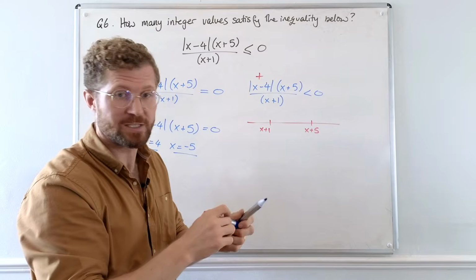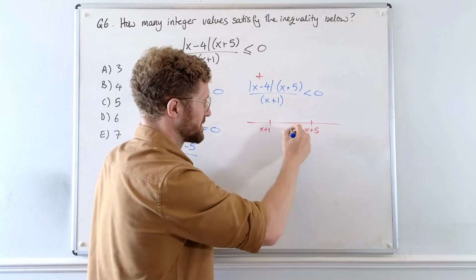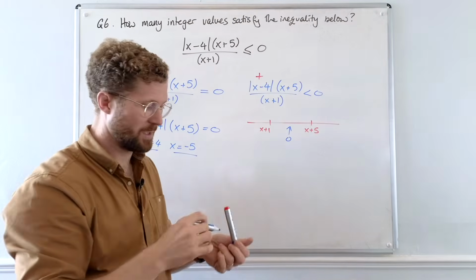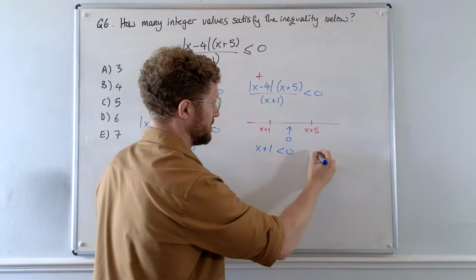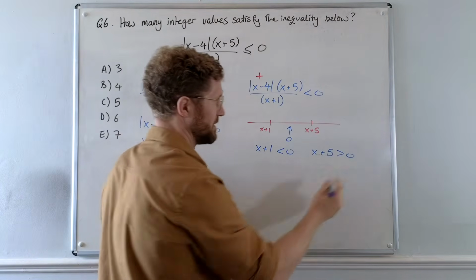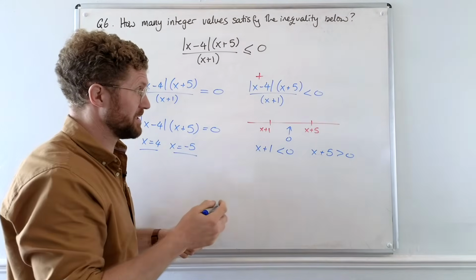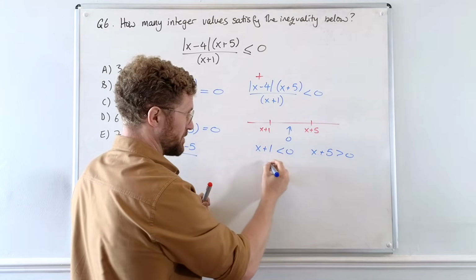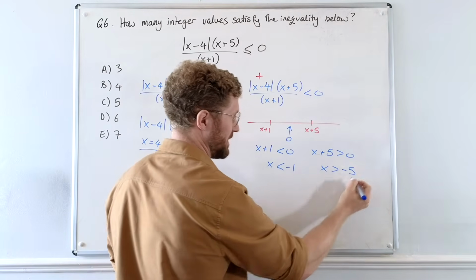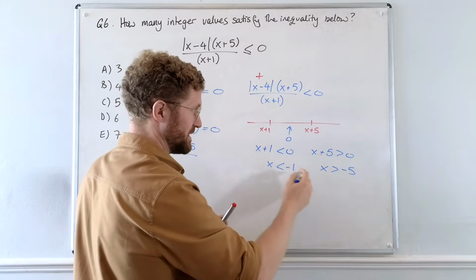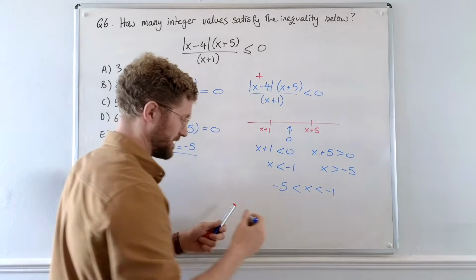Now, if one of these needs to be positive and one of them needs to be negative, then 0 is going to be somewhere in between. Or in other words, what I'm looking at is x plus 1 is less than 0 and x plus 5 is greater than 0. And now I've got two quite nice inequalities. I can go and solve these. This one tells me that x is less than negative 1, and this one tells me x is greater than negative 5. Bringing these two inequalities together, this tells me that negative 5 is less than x, which is less than negative 1.